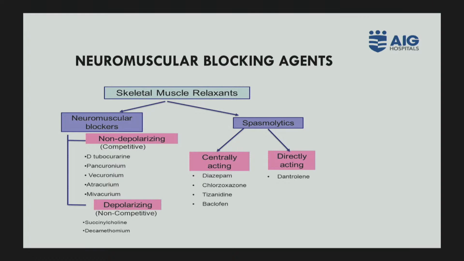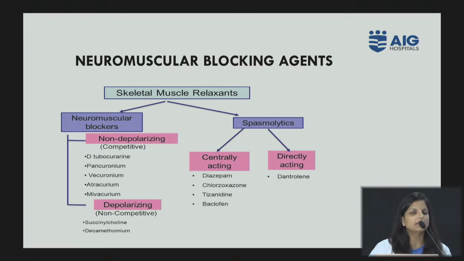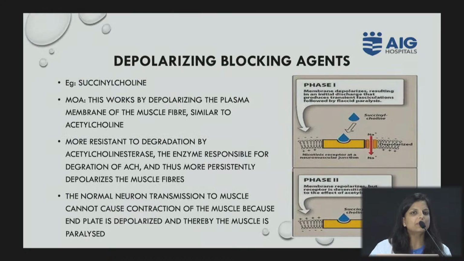Now coming to neuromuscular blocking agents, this is a classification of neuromuscular blocking agents. They are divided into 2 types, depolarizing and non-depolarizing, based on mechanism of action. The depolarizing example is scoline, which is regularly being used. Here scoline mimics acetylcholine and attaches to the acetylcholine receptor. The only difference is that it is resistant to degradation by acetylcholinesterase, and thus there is continuous depolarization of the muscle fiber. And thus the next nerve transmission is not transmitted to the muscle, and the muscle is paralyzed. This is phase 1 blockade.